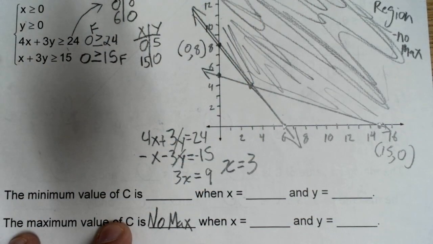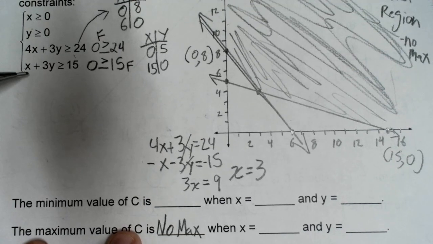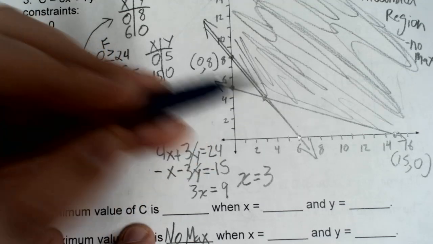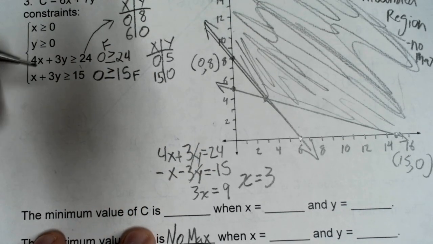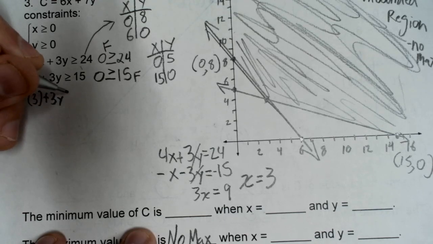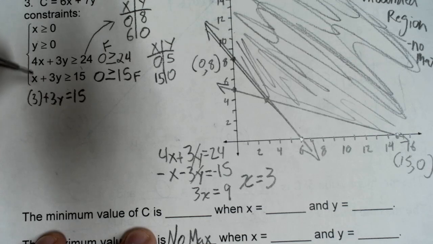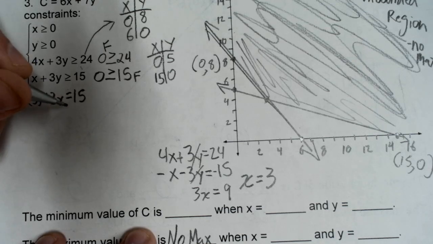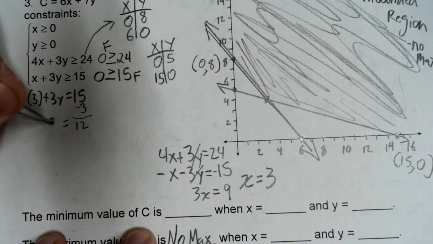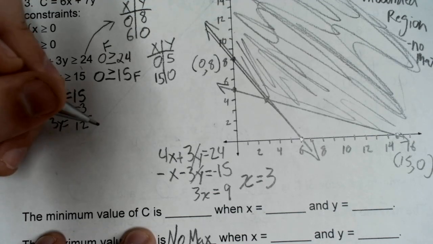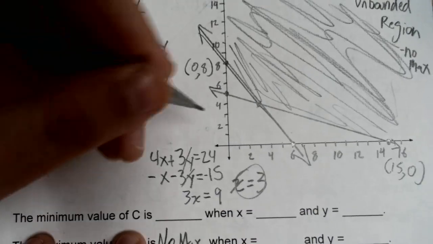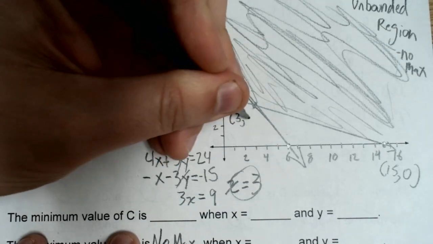Then I can take that 3 and plug it into either one of my equations. And again, I'm just finding where this corner is, so it's a system of equations, seeing where those lines meet. So 3 that I substitute in for x, plus 3y equals 15. Subtract 3 from both sides gives me 12 equals 3y. And divide both those out, y equals 4. So once I've got those two, that means this point would be 3, 4.